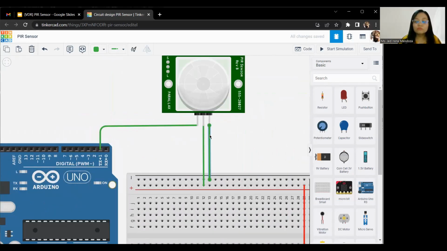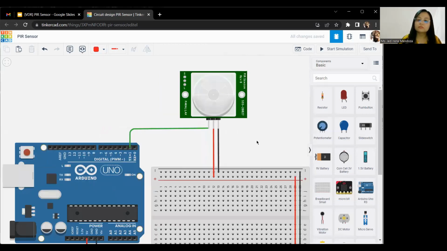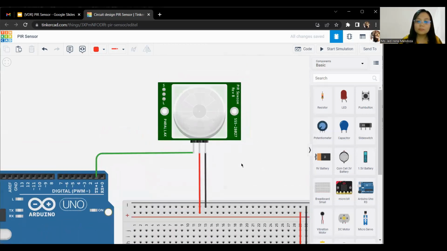After connecting, don't forget to change the color of the wires so you won't be confused and you will know what charges are flowing in each connection. For black, it's negative. For red, it's positive. So this is how we connect our PIR sensor.